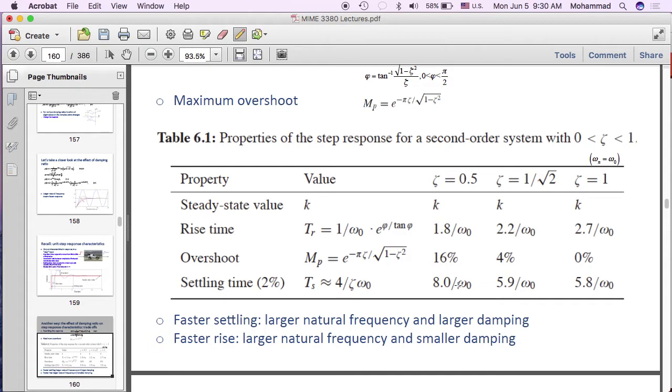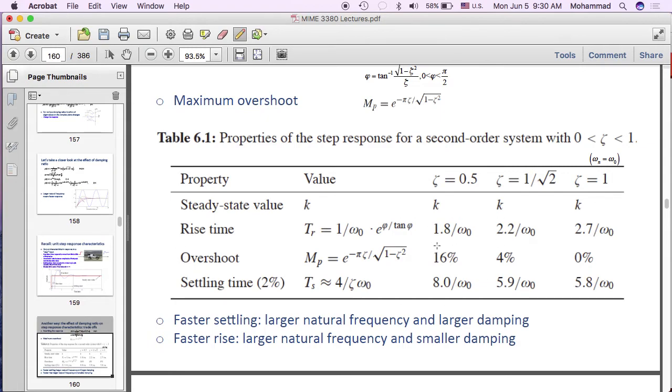This table basically has tabulated various qualities of response for 3 important values of zeta. So on the top row, you see damping ratio of 0.5, damping ratio of roughly 0.7, and damping ratio of 1. The first two are underdamped. This last one is critically damped. And you can see that value of damping has no effect on the steady state response. Value of damping is only going to affect the transient portion of the response. And how? It's going to affect the rise time.